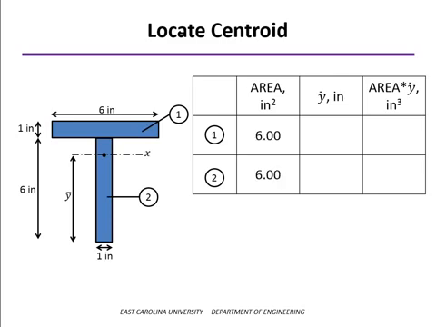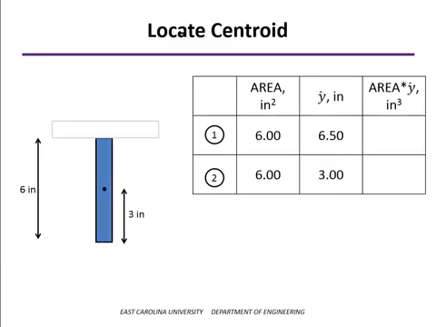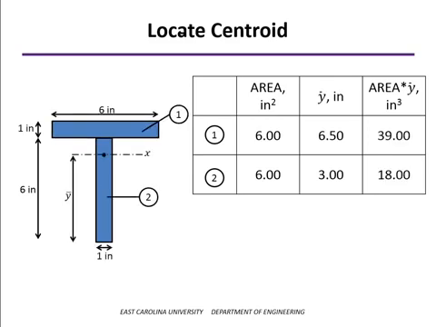So in this case, both of our areas are 6 square inches. For the flange, which we called area 1, the distance from the bottom of the section up to its centroid is 6 inches plus half of the thickness of the flange, or 6.5 inches. For the web, the distance from the bottom of the section to its centroid is half of the web height, or 3 inches. So for each row there, we multiply the area times y bar, and then we sum those values as well as summing the total area.